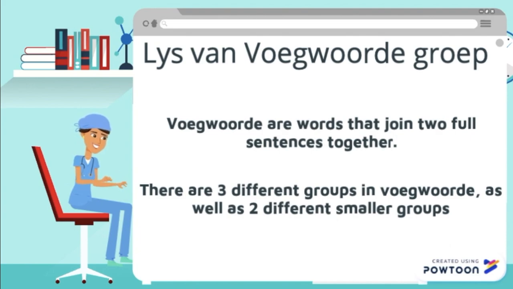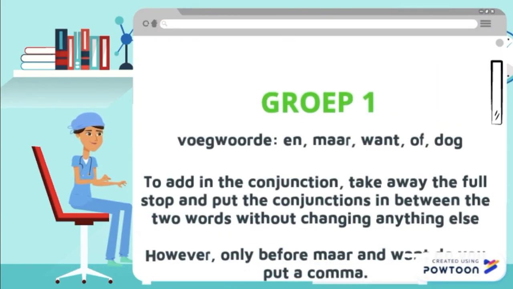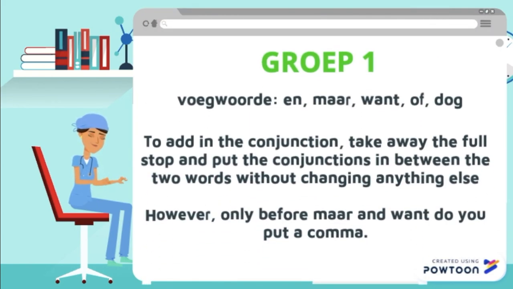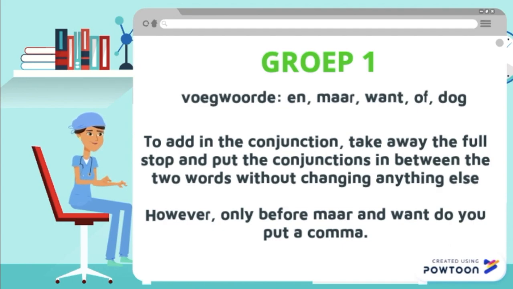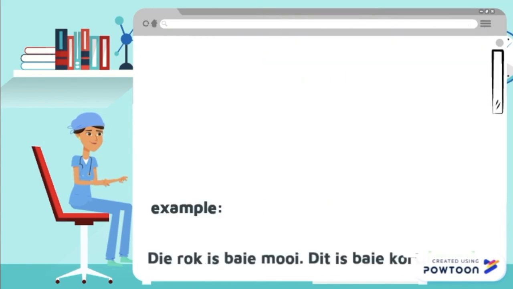Voegwoorde are words that join two full sentences together. There are 3 different groups in voegwoorde, as well as 2 different smaller groups. Group 1. The voegwoorde in this group are en, maar, want, of, and doch. To add in the conjunction, take away the full stop and put the conjunction in between the 2 sentences without changing anything else. Don't forget to add a comma before maar, want, and doch.